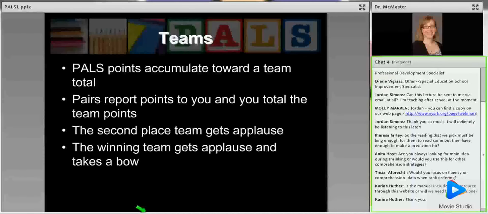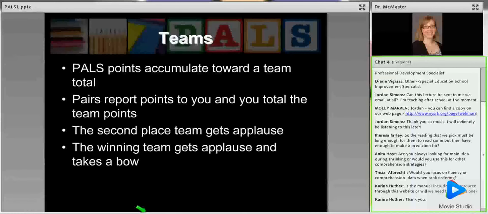So I mentioned a little bit earlier that in addition to pairs, we have teams. Each pair is placed on one of two teams, and the points they earn during PALS, for every activity, accumulate towards a team total. At the end of each week, the pairs will report their points to you, and you would total those up.